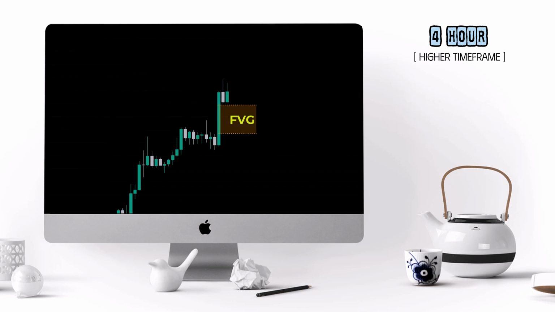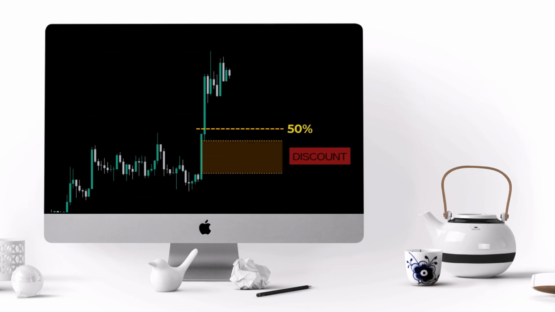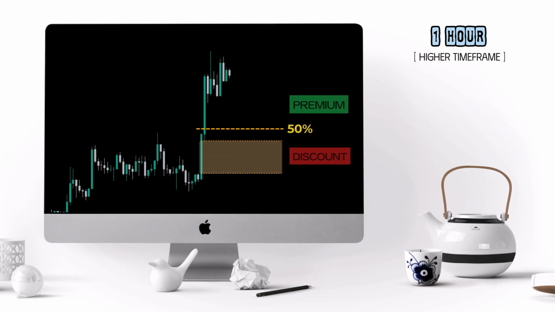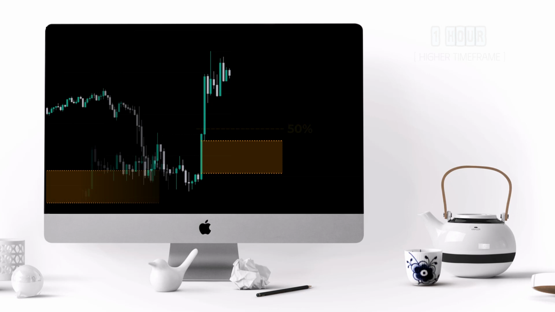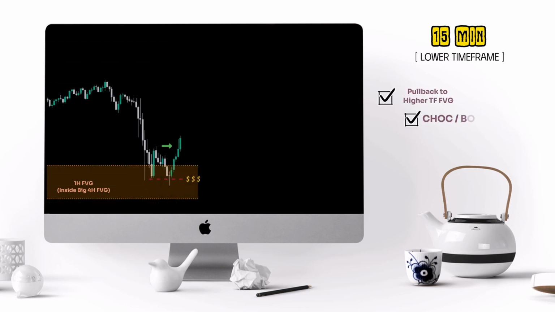Since the FVG range is extensive and we need to target a gap in the discount area, we change the time frame to a lower time frame like 1 hour for clarity. Here we have an obvious fair value gap below the 50% level. Marking it, we move to our lower time frame and wait for a pullback. On the 15-minute time frame, the market touches our fair value gap, so we wait for a bullish change of character. Now we should find a fair value gap to execute the trade.